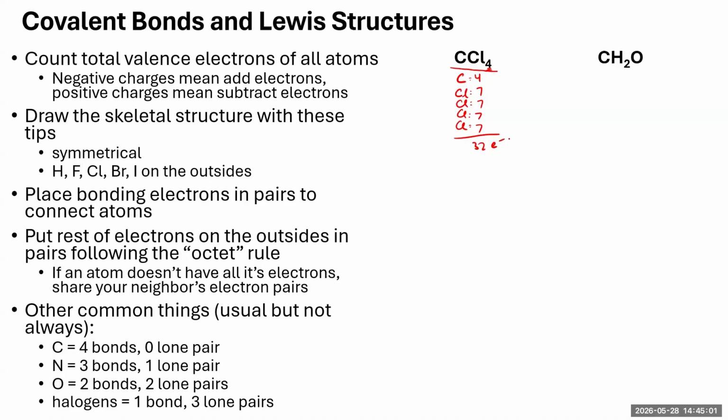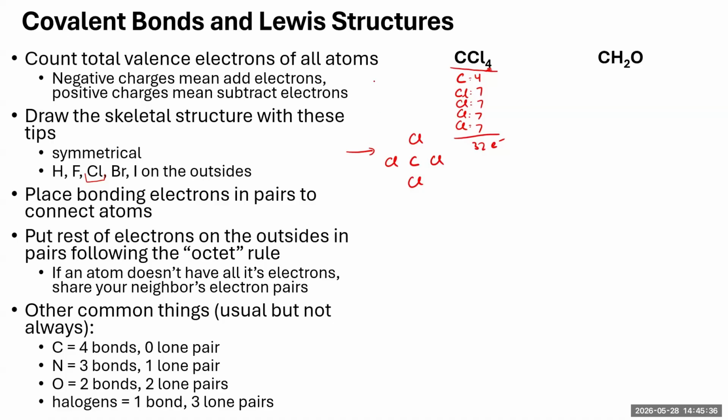All right. Draw the skeletal structure with these tips. It has to be symmetrical. Hydrogen, fluorine, chlorine, bromine, iodine are on the outside. Well, we have chlorine here. That should be on the outside. So let's draw it symmetrically with four chlorines on the outside. The only way I know how to do that is like this: carbon in the center, chlorine on the outsides.